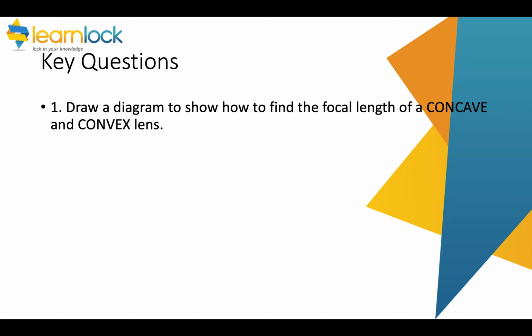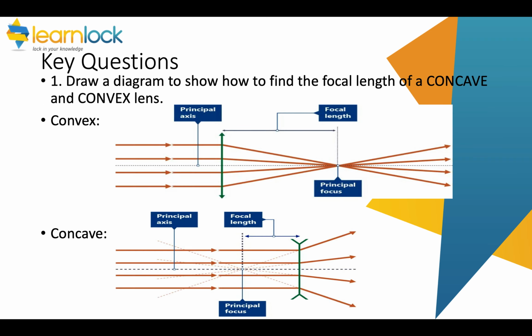Key questions is to draw lens diagrams for a concave lens and a convex lens. With the convex lens, you would need to show that the principal focus is where the light rays meet, and the distance between that and the centre of the lens is called the focal length. With the concave lens, this time you would work backwards from the diverging rays to where they meet behind the lens, and the distance between that and the centre of the lens is the focal length.